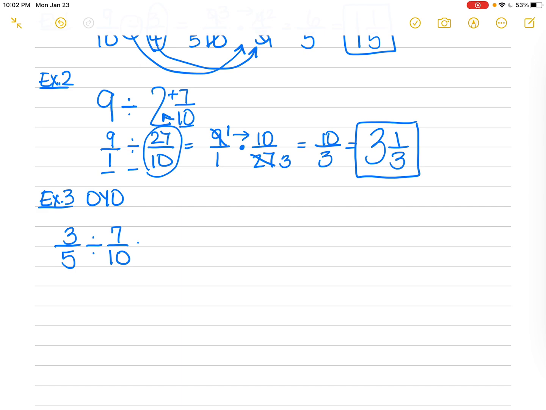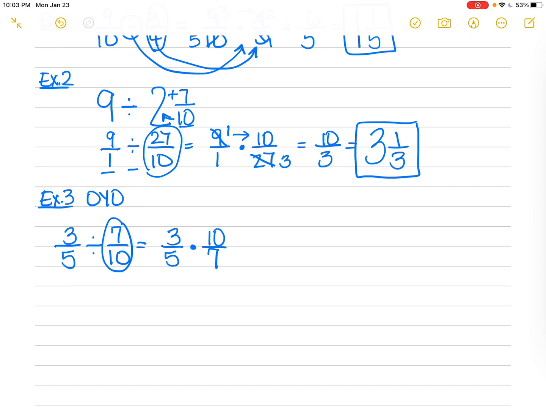Okay, so you should have first changed this to multiplication. So when I do change that to multiplication, that means I have to flip my second number. Never flip the first number. I say that over and over again because y'all will forget. Or some of y'all will forget.